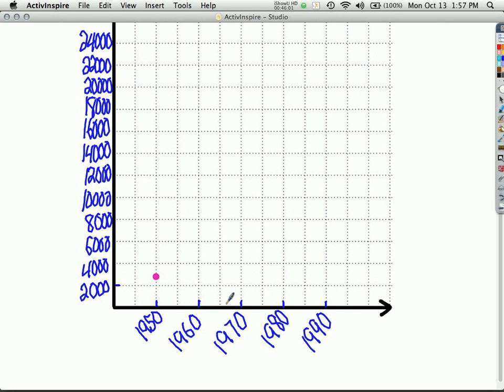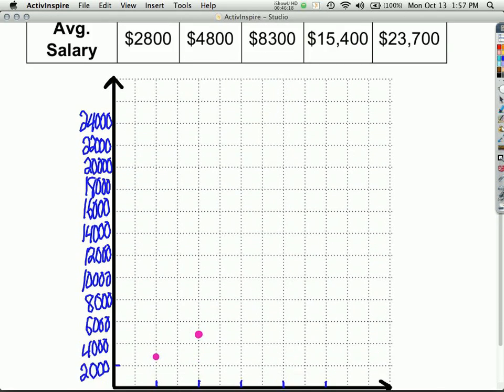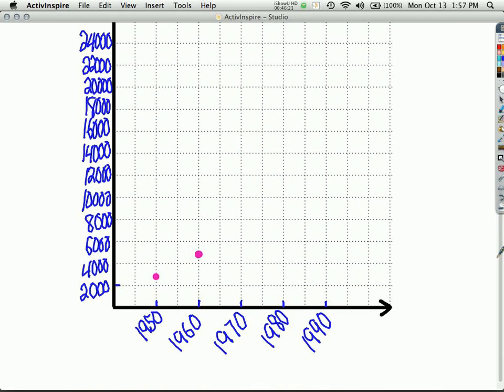And the next one was 1960, 4,800. So go to 1960 and go, well, 4,000, 6,000, 5,000 is halfway between, and 4,800 is a little bit below that, so put a dot. And then we've got 1970, 8,300. 1970, and there's 8,000. 9,000 is up here, 8,300 is going to be just a little bit above the 8,000, so right about there.